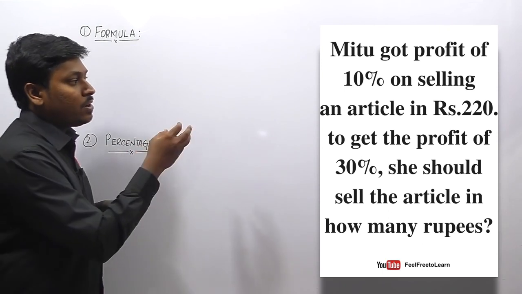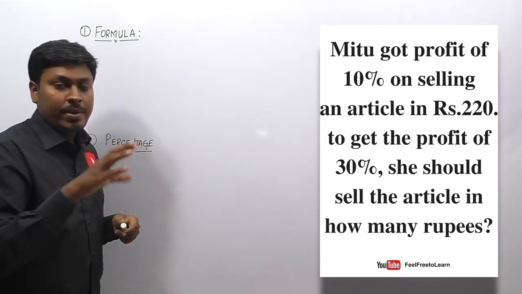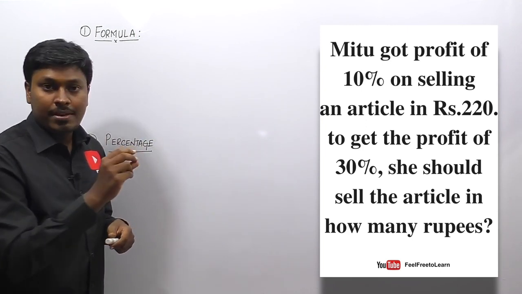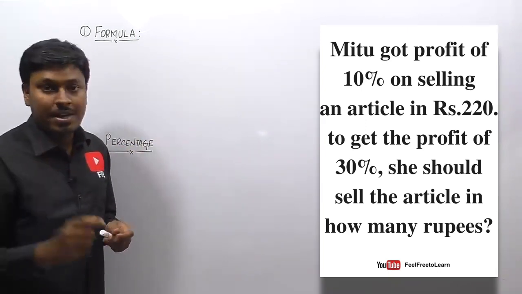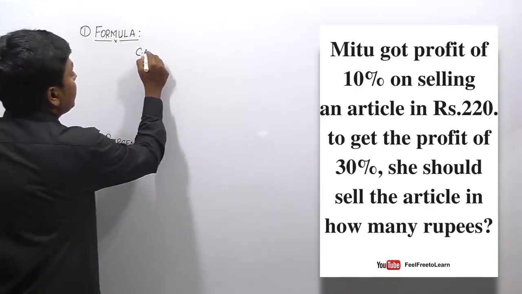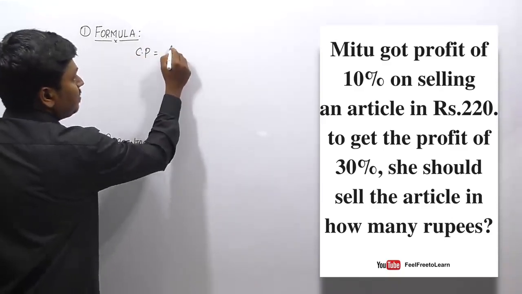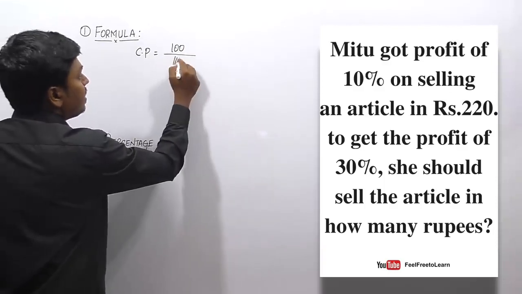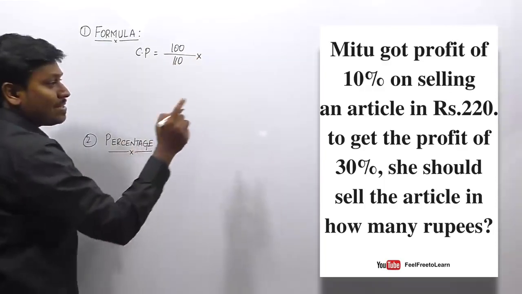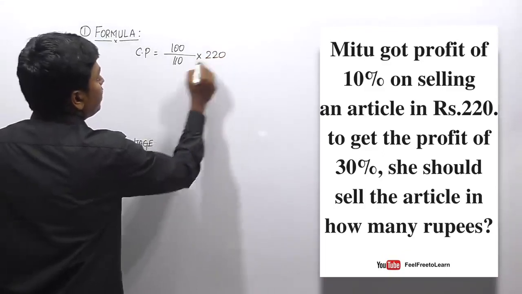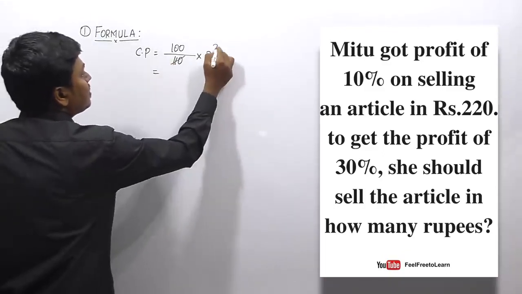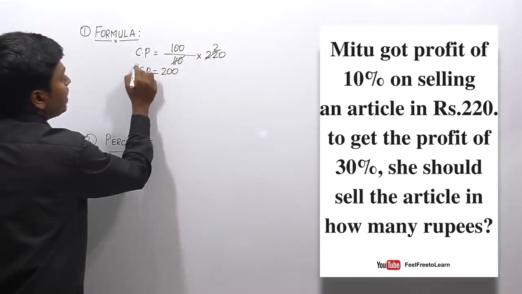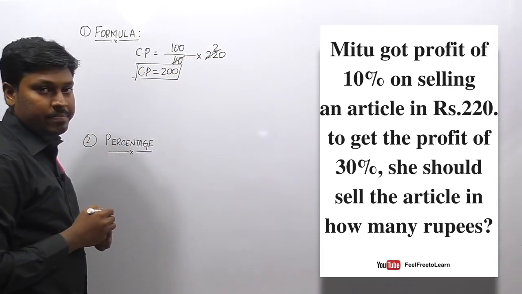Listen here friends, first of all, Mittu sold an article for 220 rupees and he got a profit of 10%. By using both the data, let me find the cost price of the article. So cost price of the article is 100 divided by 100 plus profit. So 100 plus profit will be 110, into the selling price, which is 220. Finally, we can easily cancel 2 times. 100 into 2 will be 200. So we can say that the cost price of the article will be 200.